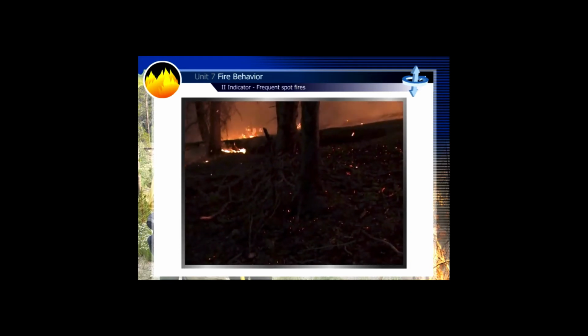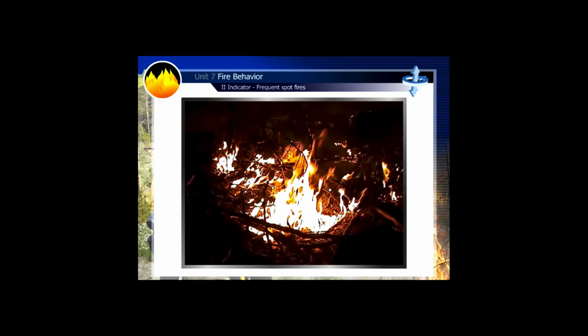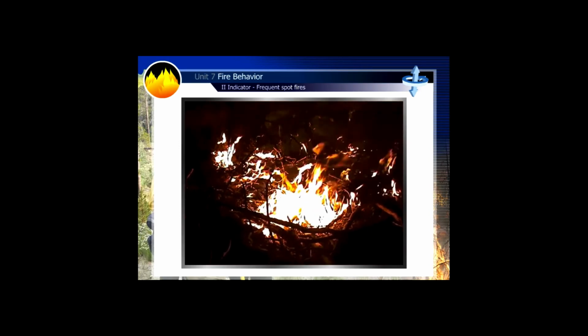Frequent spot fires are a critical indicator, especially when there are more spot fires than the crews can handle. Anticipate fire behavior hazards when spot fires are increasing.